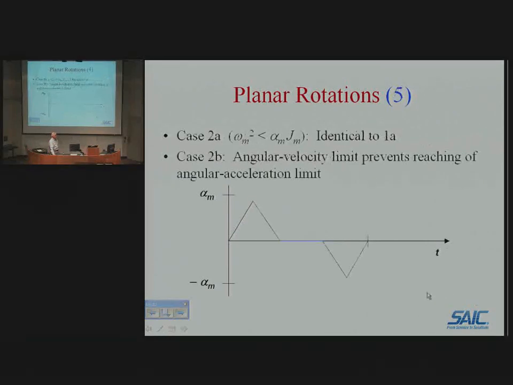Okay, and then there's a second subcase. Well, there's a second major case with two subcases. It could be that my angular velocity limit is so low that I can't even reach my angular acceleration limit. If I do, I'll simply get going too fast. And in that case, we have two subcases, one of which looks like this. And again, these two triangles here are of fixed duration, and this is the only variable.